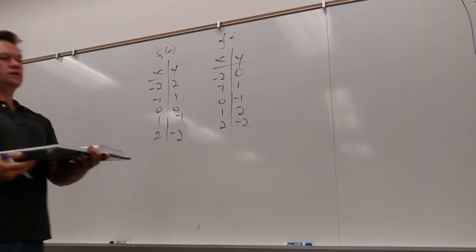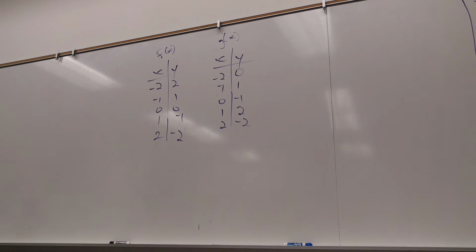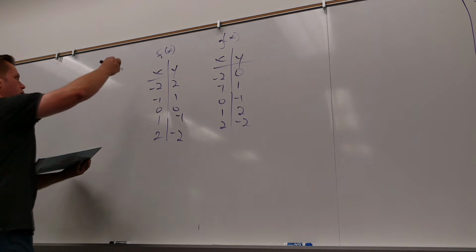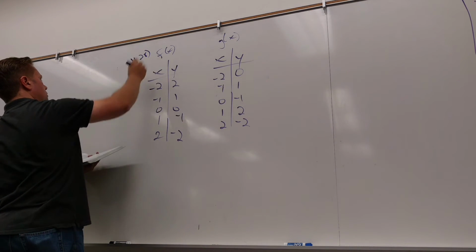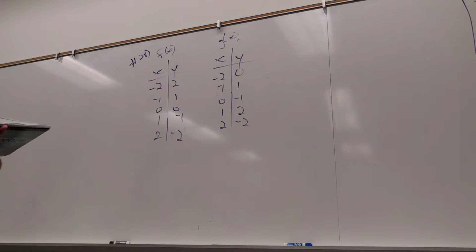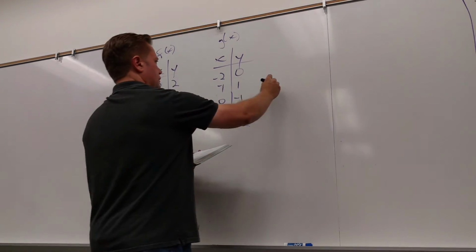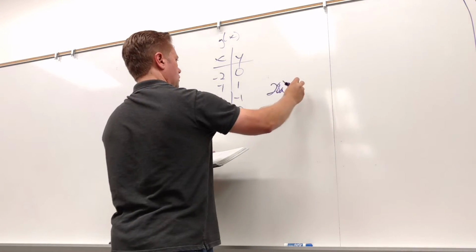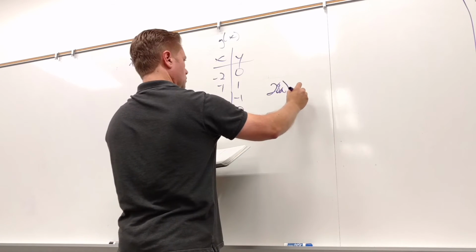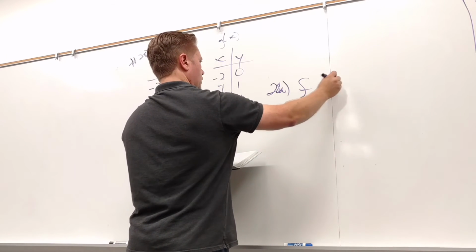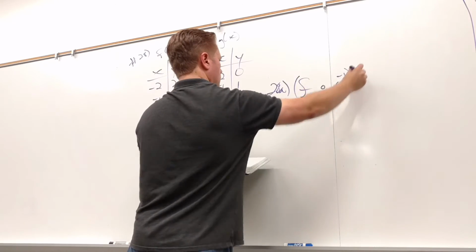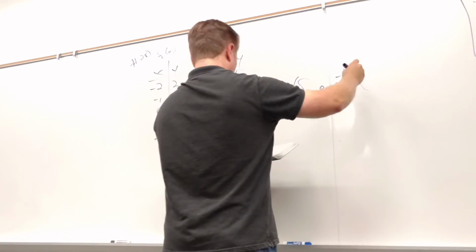Alright, so that's what f does and that's what g does. And this is number 23 through 28. So this is number 28 specifically, but they all use the same values. So 28a says, f of g inverse of 1.